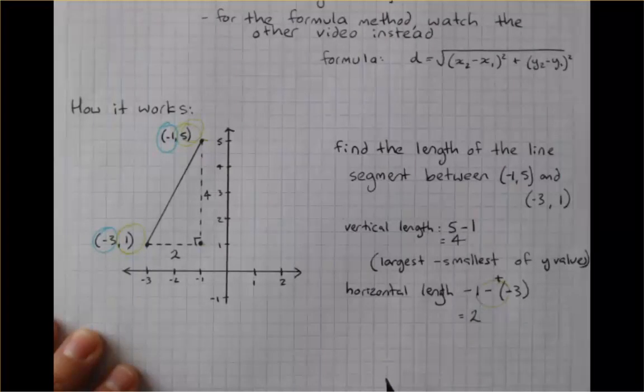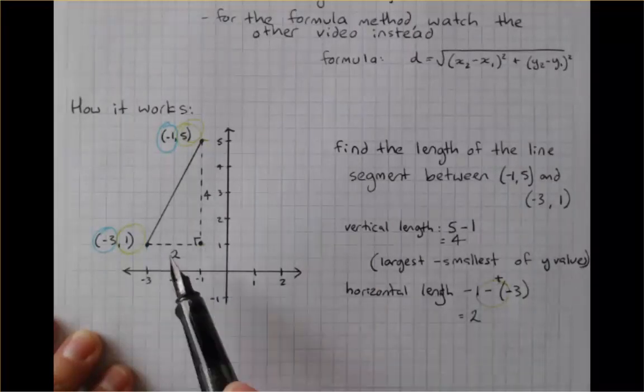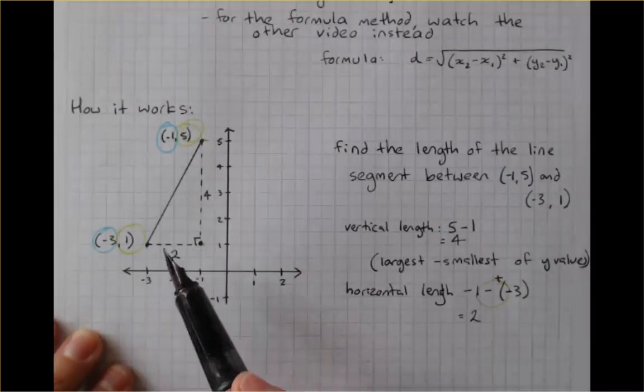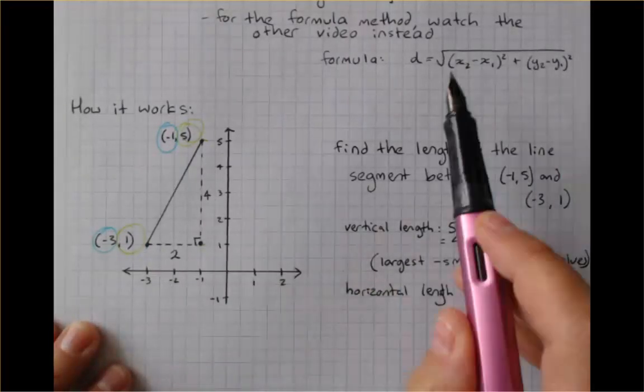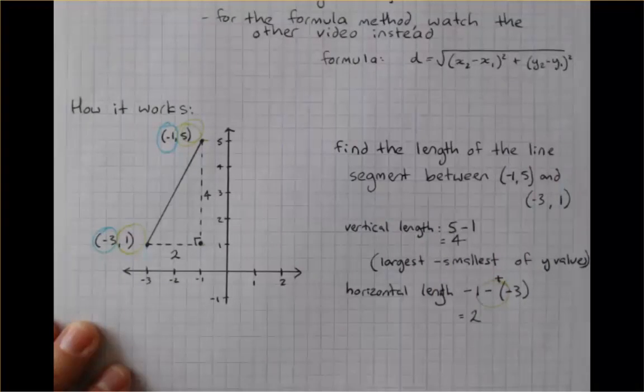So a little bit tricky. If you did it the other way round, it did negative 3 minus negative 1, you'd get negative 2. And you can't have a negative distance. So it would all work out if you tried to do it, but it might be a bit confusing. If you get really stuck, you can always plot your points, or you can go and learn how to use the formula, which will always work. Up to you.